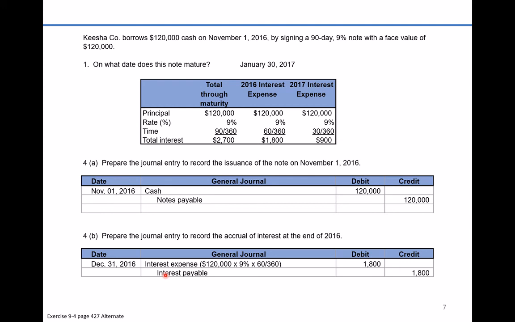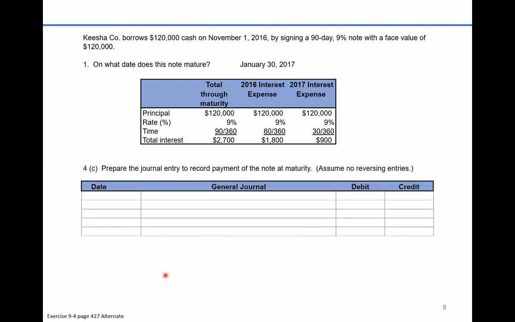Now let's take a look at the last part, 4C. It says, prepare the journal entry to record the payment of the note at maturity. So on January the 30th, 2017, that liability for the note payable of $120,000, that credit in that liability account called notes payable, we want to make that go away. How do you make a $120,000 credit go away? We're going to debit it for $120,000.